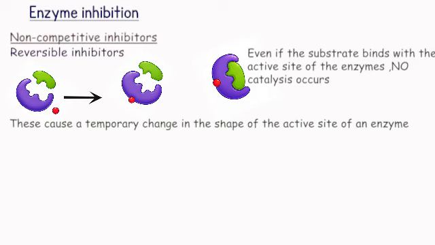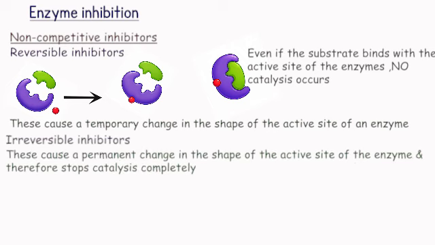And finally, I'll talk about irreversible inhibitors. Now I'll be brief here. These cause a permanent change in the shape of the active site of an enzyme, and therefore these stop catalysis completely. So as long as this binds to an enzyme, the enzyme stops functioning there and then. And even if a substrate binds to the active site of the enzyme, despite the change in its shape, you realize that no catalysis will still occur. So this causes a permanent change in the shape of the active site of an enzyme. Now, most irreversible inhibitors are harmful, and these may include toxins and poisons. I'm saying most, but not all.